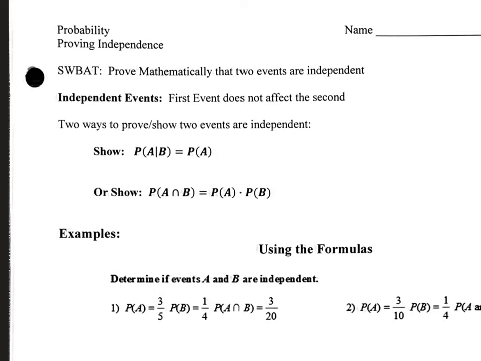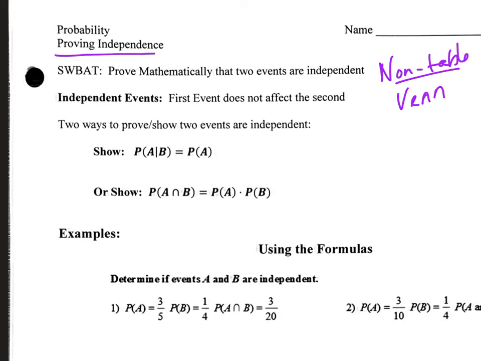Hi, today we are going to be proving independence. We will prove mathematically that two events are independent. And today we're doing this without a table. We're going to say non-table because it could be Venn diagrams, but it could also just be numbers that I give you.